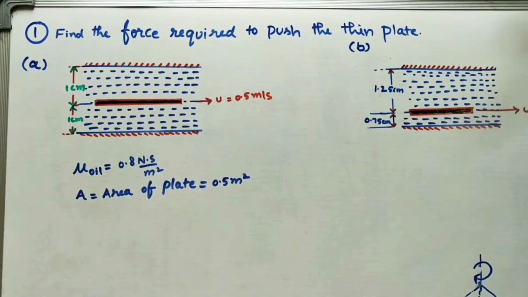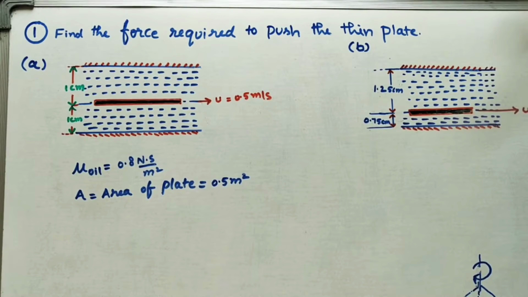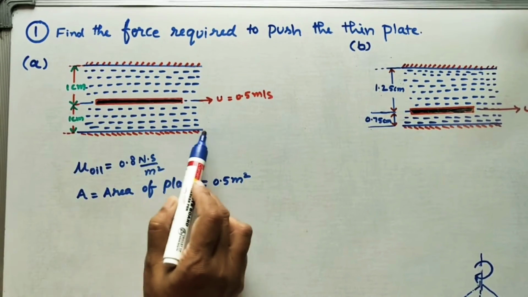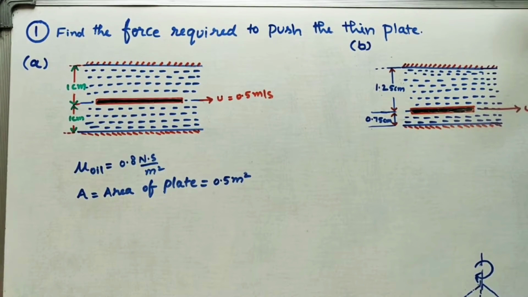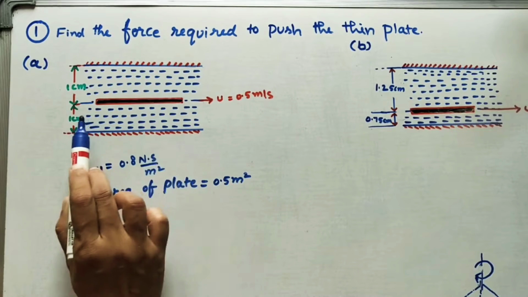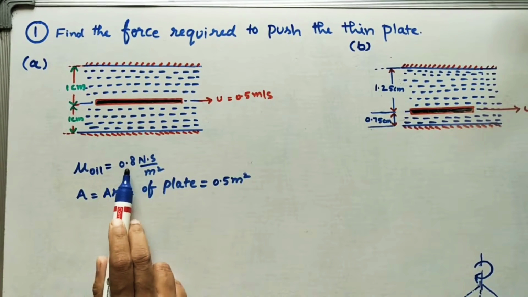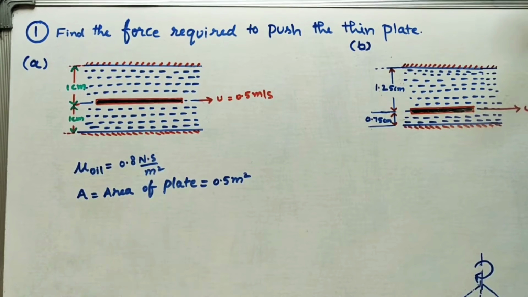In today's class, we will solve some of the viscosity problems. These problems are different compared to the last two previous classes' viscosity problems. Take one by one. Here, two fixed plates are given. The first one. This space is filled with oil. The oil's dynamic viscosity is given as 0.8 Newton second per meter square.